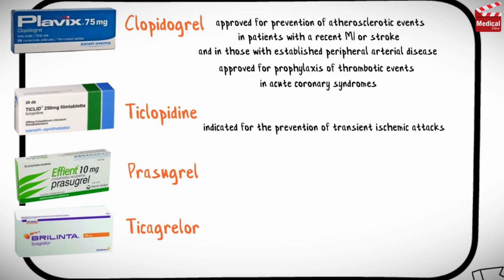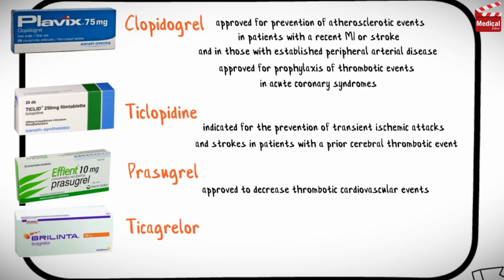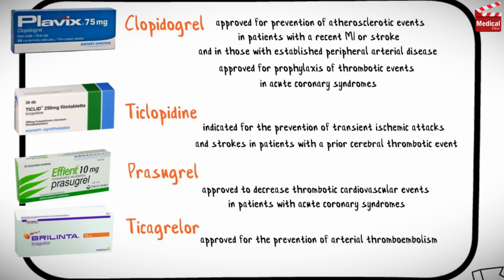Ticlopidine is indicated for the prevention of transient ischemic attacks and strokes in patients with a prior cerebral thrombotic event. Prasugrel is approved to decrease thrombotic cardiovascular events in patients with acute coronary syndromes. Ticagrelor is approved for the prevention of arterial thromboembolism in patients with unstable angina and acute myocardial infarction.